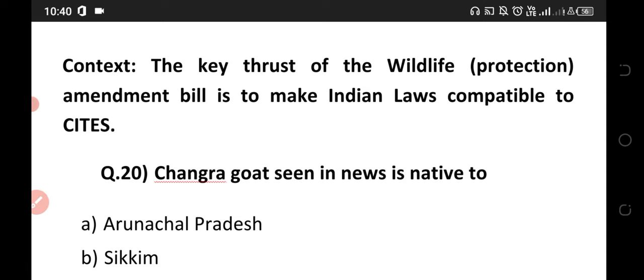Wildlife Protection Amendment Bill is to make Indian laws compatible to the CITES.